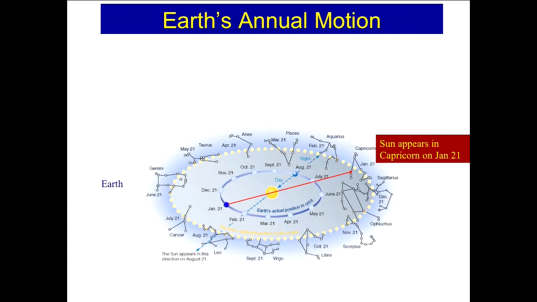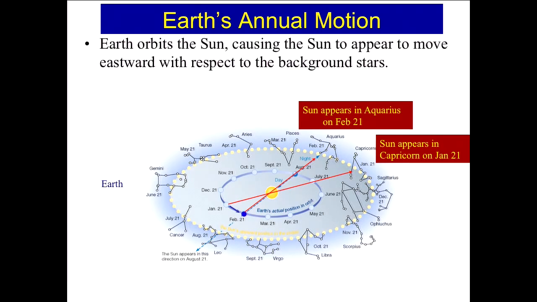Now, what about a month later? A month later, the Earth moves in its orbit, as shown by this blue arrow there. And so a month later, it's February 21st. And now when you look at the sun, don't actually do this, you'll see that the sun resides in front of a different constellation. Why? Because the Earth has moved a little bit. And now the sun appears in front of Aquarius.